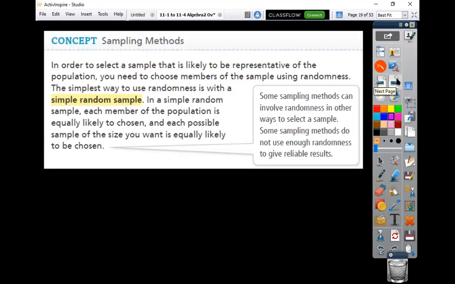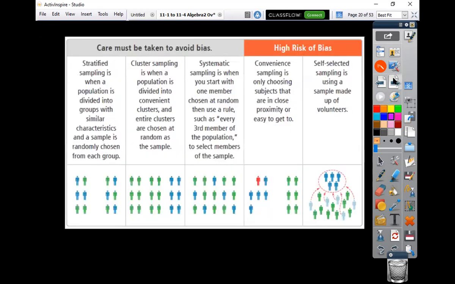Let's go ahead and, so then we have a simple random sample. So the simplest way to use randomness, a simple random sample: each member of the population is equally likely to be chosen. So everybody's mixed up and you're just randomly choosing from the whole population. Everybody's all mixed up and you're equally choosing.